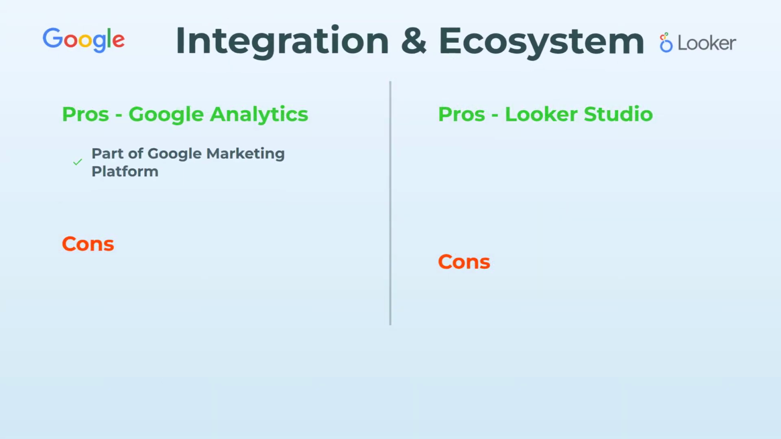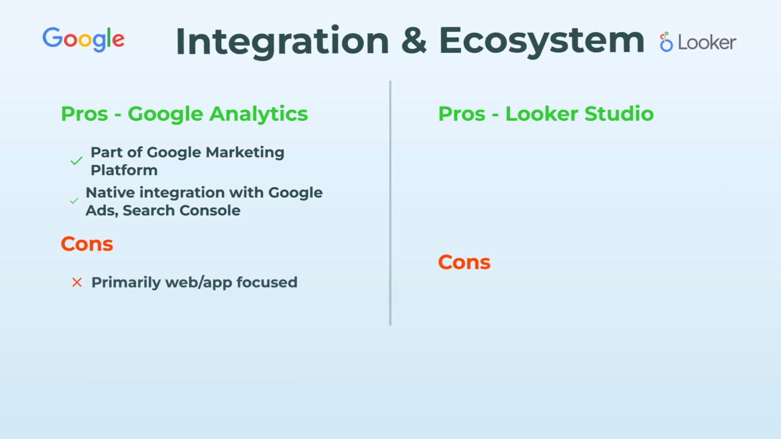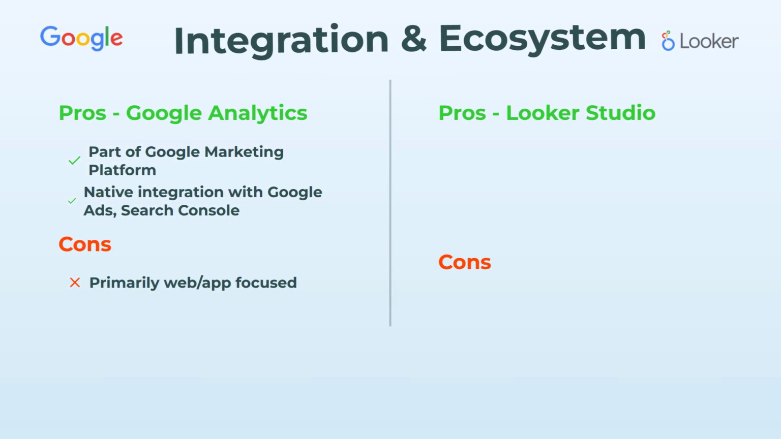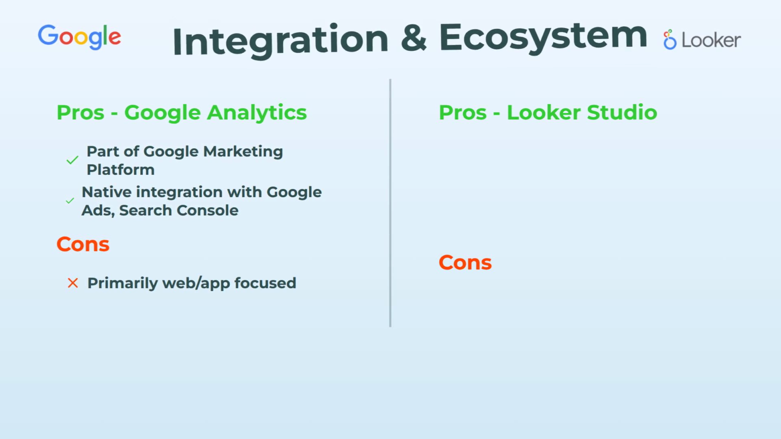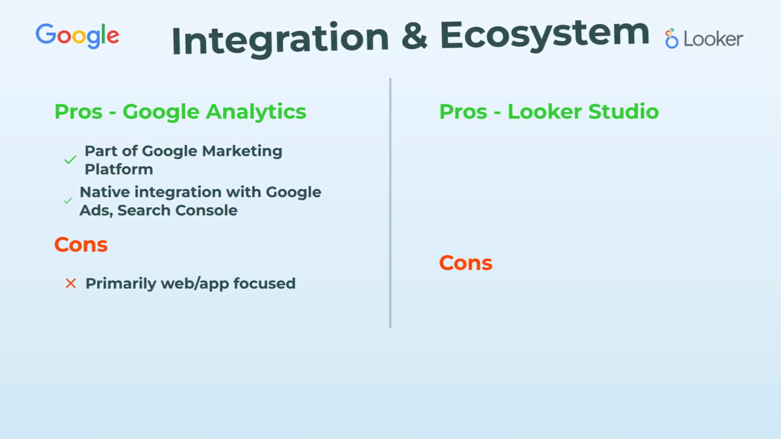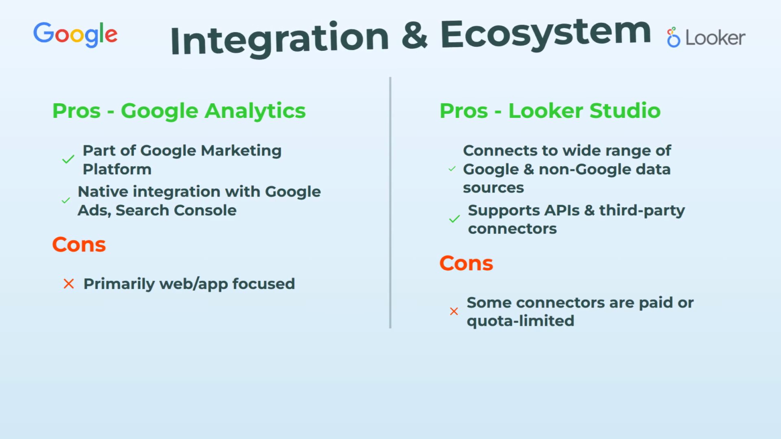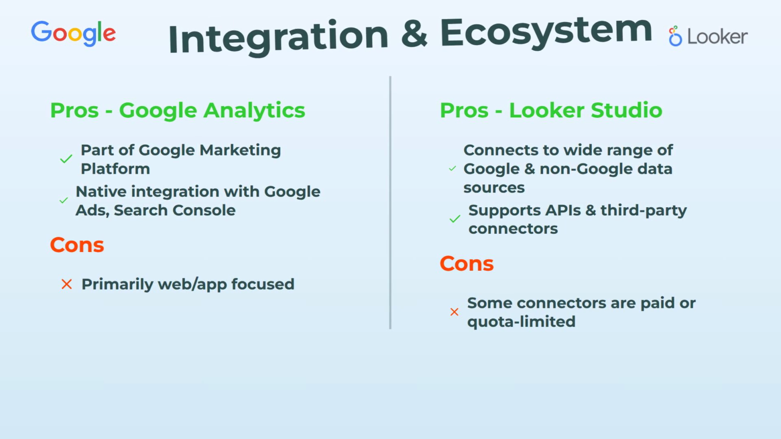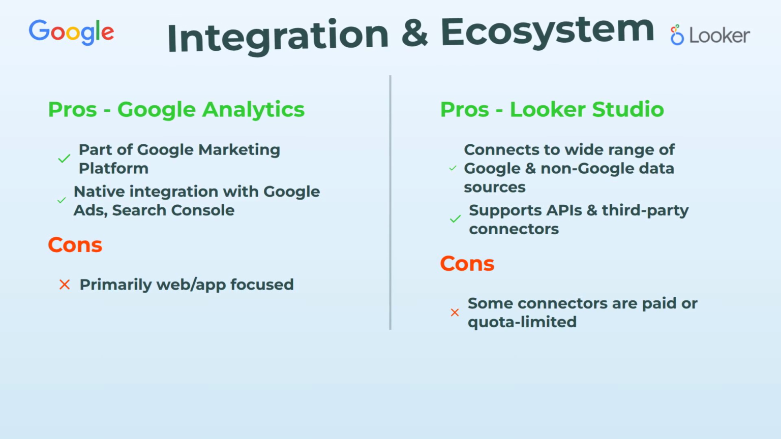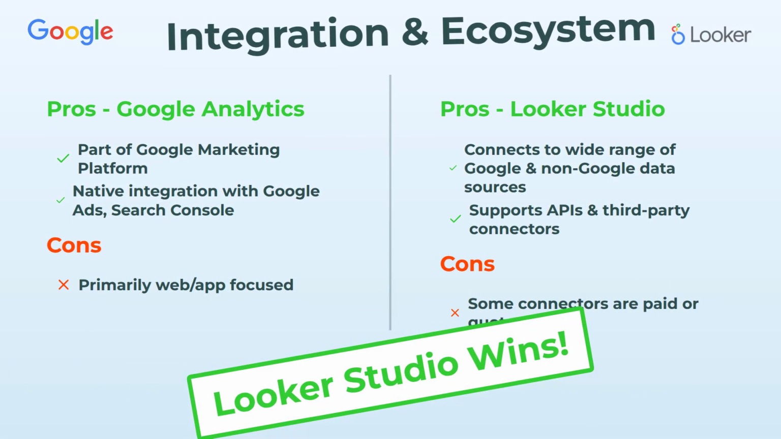All right, integration and ecosystem. Google Analytics sits pretty as part of the Google Marketing Platform, with native connections to Ads and Search Console, but it's still mostly about web and app data. Looker Studio is like the social butterfly here. It connects with tons of data sources, both inside and outside the Google world, including lots of third-party options. You should know, a bunch of these connectors are paid or you run into quota limits, but still, the flexibility is nuts. Looker Studio takes it.